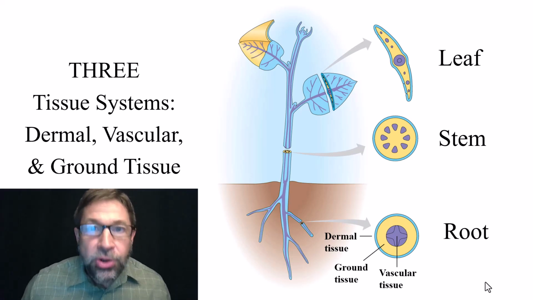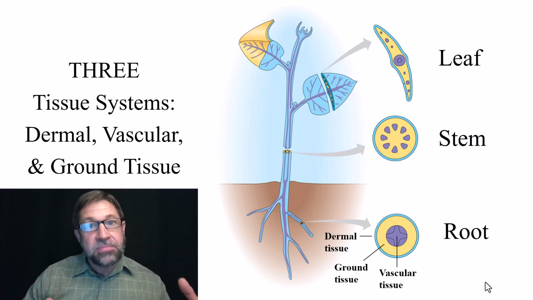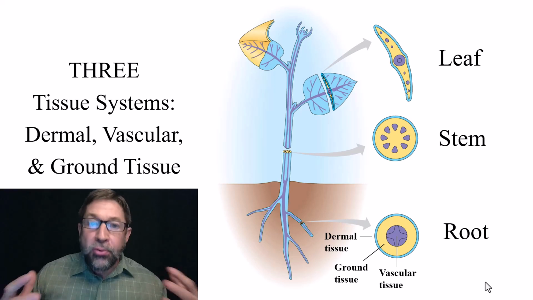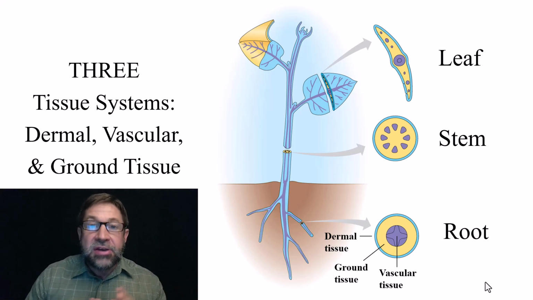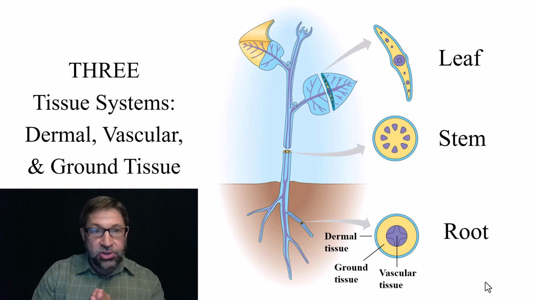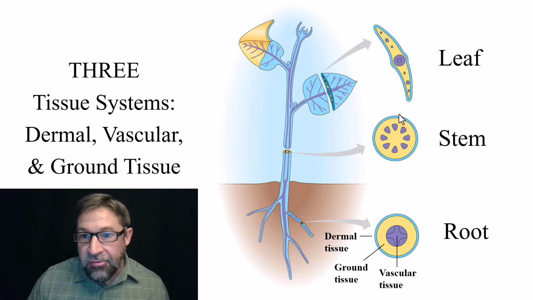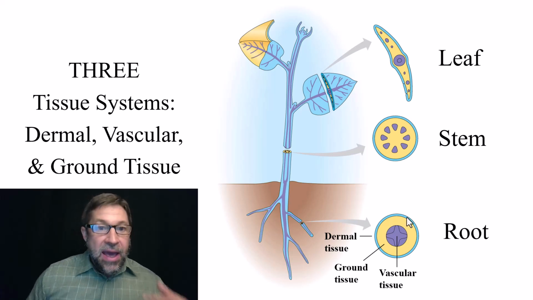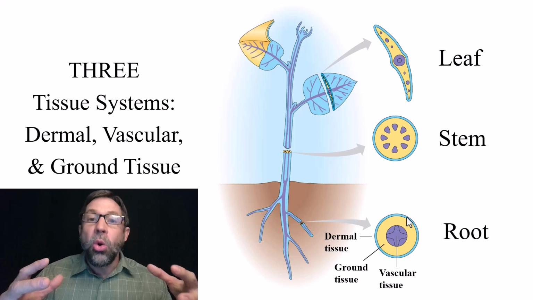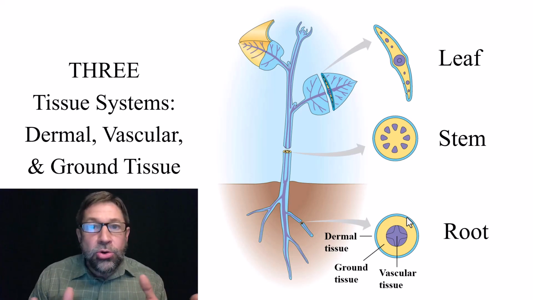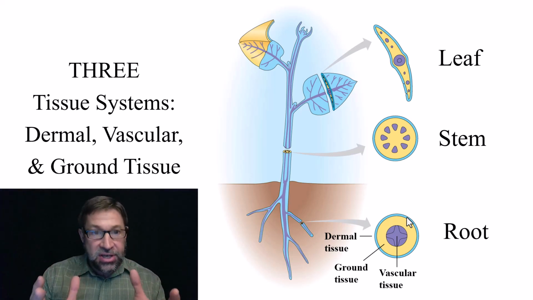The plant organs, leaves, stems, and roots are comprised of three different tissue types. The dermal tissue, which is shown in light blue on a leaf, a stem, and a root, is always going to be the outermost layer of tissue.